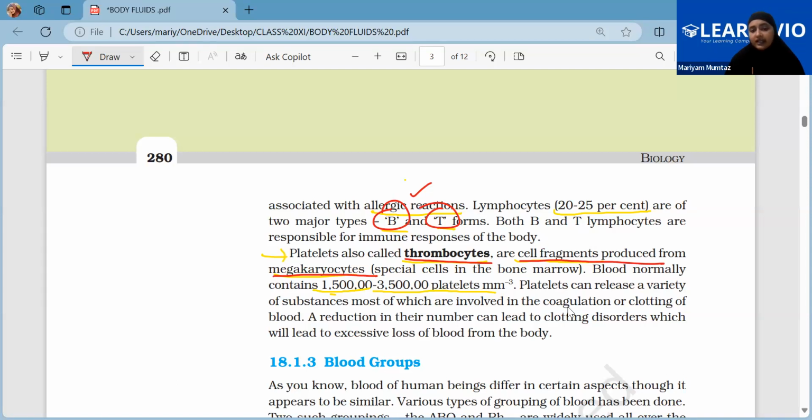Blood normally contains 150,000 up to 350,000 platelets per cubic millimeter of blood. Platelets can release a variety of substances, most of which are involved in the coagulation or clotting of blood. A reduction in their number can lead to clotting disorders, which will lead to excessive loss of blood from the body. So whenever we get injured or hurt, we stop bleeding because of the presence of platelets, because platelets cause blood clotting, right? So all of these are the components of the blood.